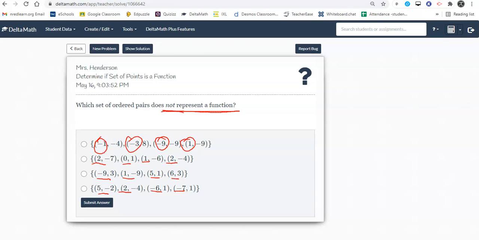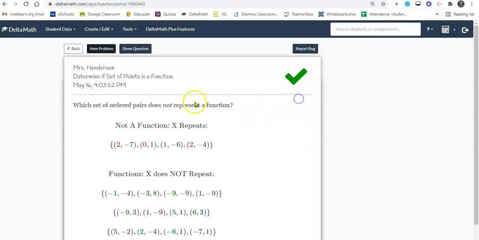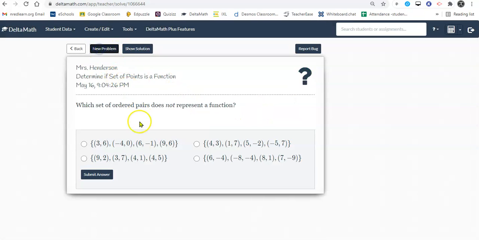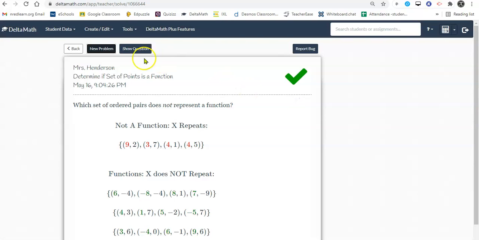So let's see. This one here. See this? The repeating x value? So that is not a function. Again, look at all your x values. 3, negative 4, 6, 9. 9, 3, 4, 4. Oh, this one has a repeater. 4, 4. That is not a function.